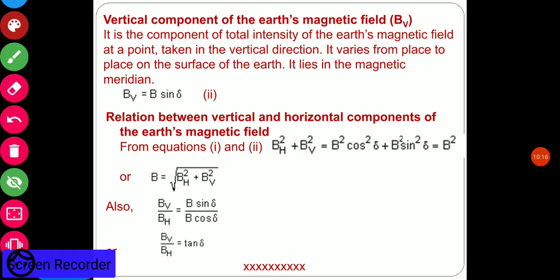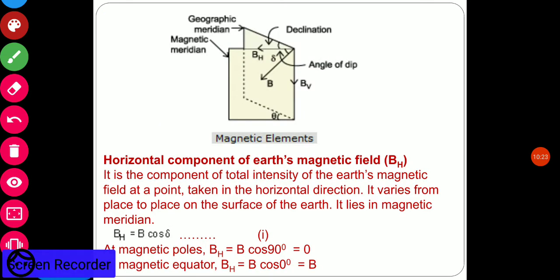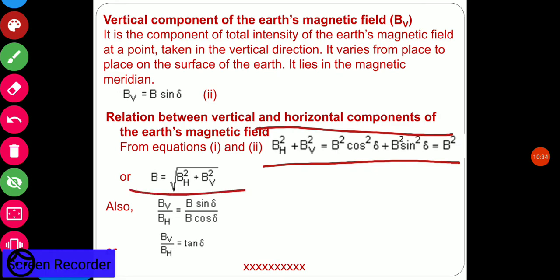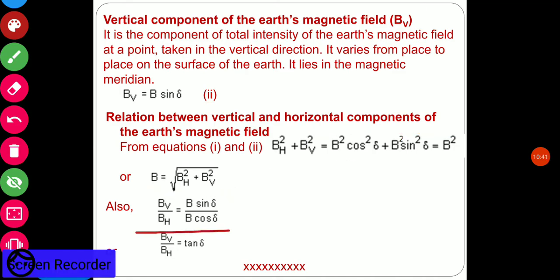Now if we want to find the relation between the vertical and the horizontal components, from the above two equations, BH is equal to B cos delta and BV is equal to B sin delta, if we square and add and simplify, we get B squared is equal to BH squared plus BV squared, or the total magnetic field B is the square root of BH squared plus BV squared. And if we divide these two equations, we get BV upon BH is equal to B sin delta upon B cos delta, so BV upon BH is equal to tan delta.